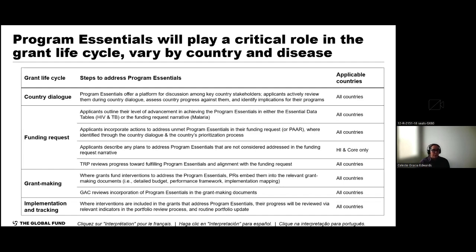Then during grant making, after this funding request has been approved and reviewed by the TRP, the program essential activities are going to be embedded into the grant to make sure that they are there. And then we are going to be tracking the implementation like we do regularly with all other grants. There's not going to be an extra mechanism for this. Next slide, please.